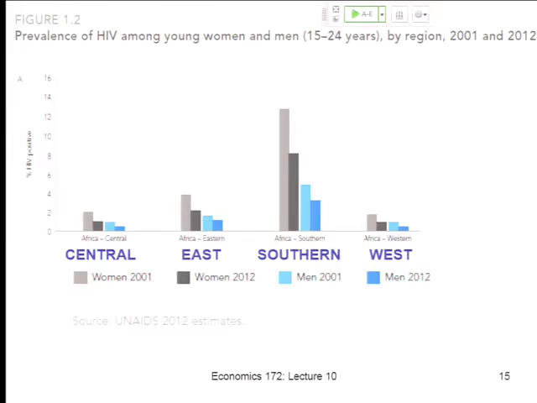One, infection rates seem to be falling over time. Some of that is due to people having died who were infected. Others is due to fewer numbers of new infections. So it's a combination of those two. You see that drop over time.